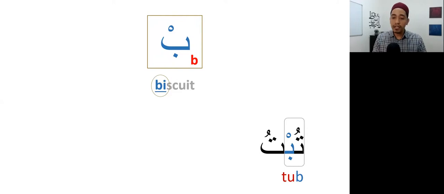How to make it clear? By adding a sort of jerk sound to it, specifically like the sound in biscuit, b. Instead of trying to imitate me, which is very difficult actually, just apply it as I'm telling you here. The b in biscuit, that is how you read the b with the sukoon. Tuba, tu, tuba, tu.